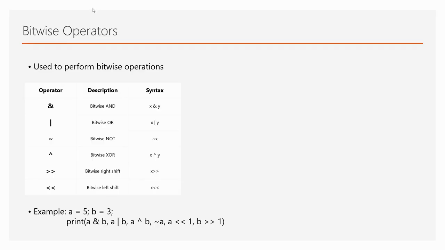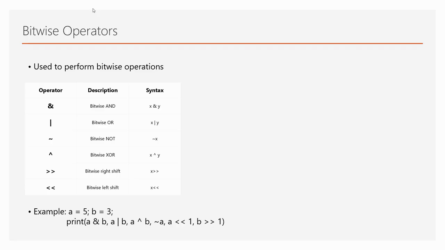Okay, it takes two equal length bit patterns as parameters. The two bit integers are compared, and if the bits in the compared positions of the bit patterns are 1, then the resulting bit is 1. Okay, and if not, it will be 0. Okay, next comes your bitwise OR operator.